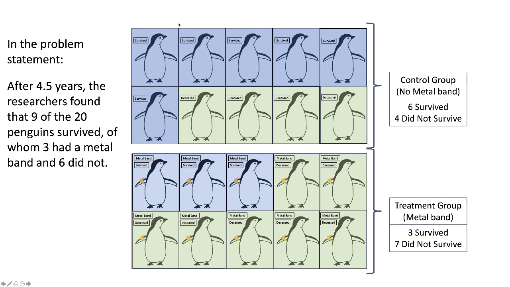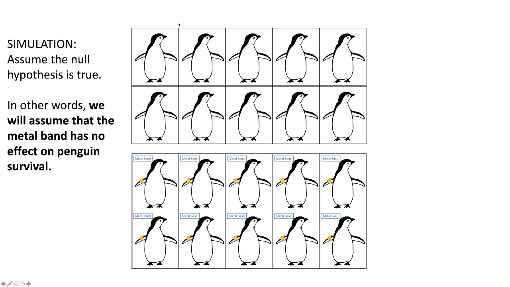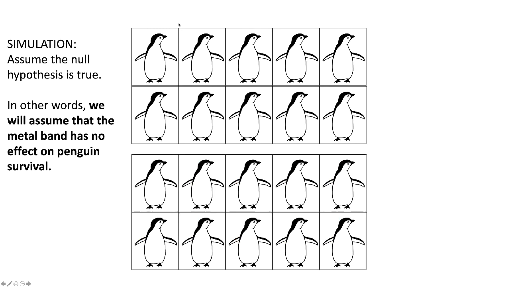The penguins were divided into 2 groups, the control group and the treatment group. At the end of the study, the researchers measured how many survived and how many did not survive in each group. So for the duration of our simulation, we're going to assume that the metal band had no effect on the penguin survival. So I'm going to go ahead and remove the metal band now from the penguins.